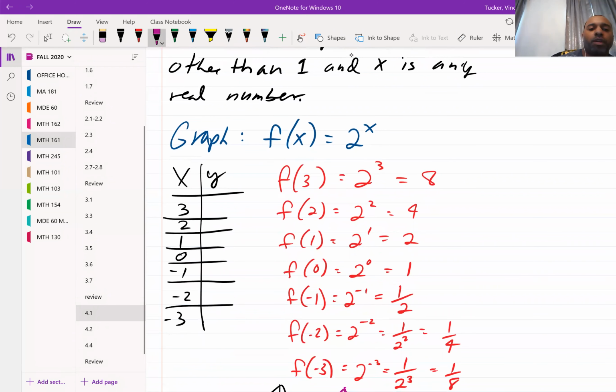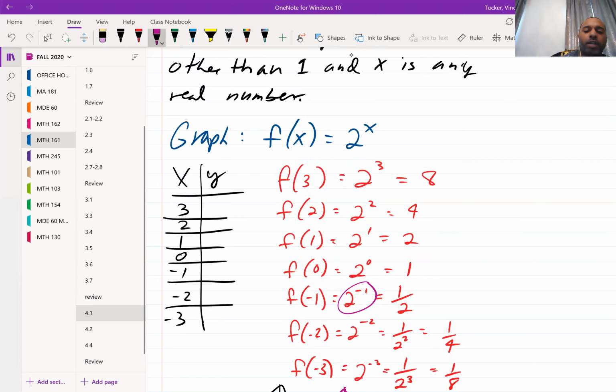So notice if x is 3, that means we're looking at 2 to the third power, which is 8. Then 2 to the second power, which is 4. 2 to the first power is 2. And then 2 to the 0 power is 1. So don't forget anything to the 0 power is going to be 1 for us.